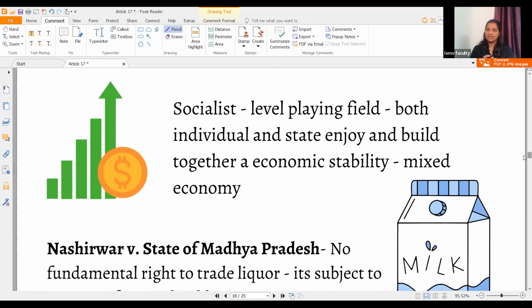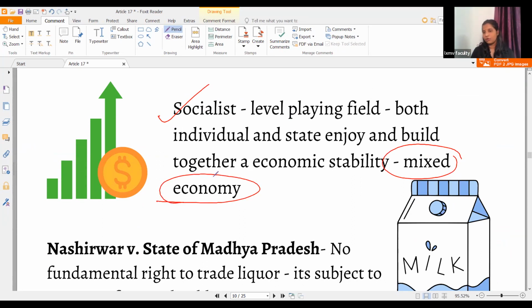So we know that India in the preamble has promised socialism. We said it's a socialist country. Then why must others have the freedom to carry on business and trade? Because we have not adopted a strict socialism. We have followed a mixed economy. It is not like Russia. It is not completely state-owned.